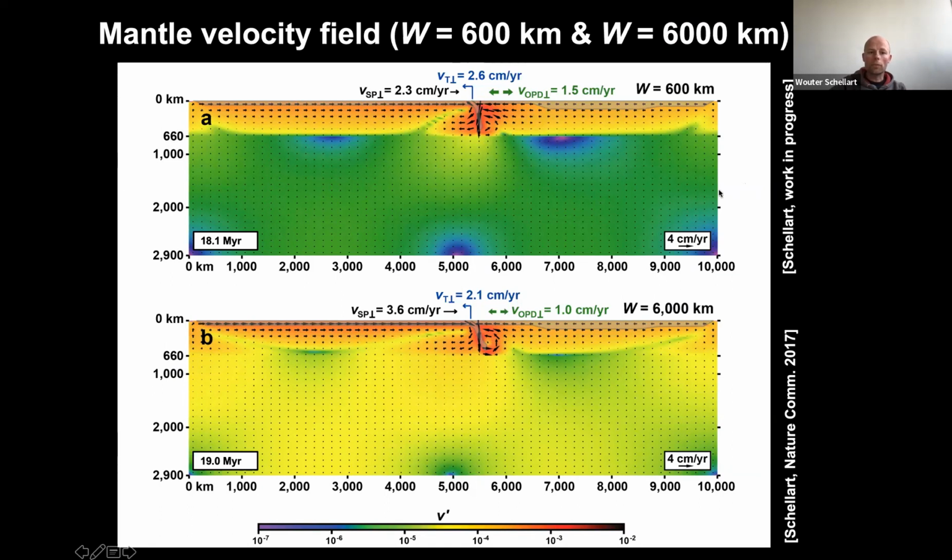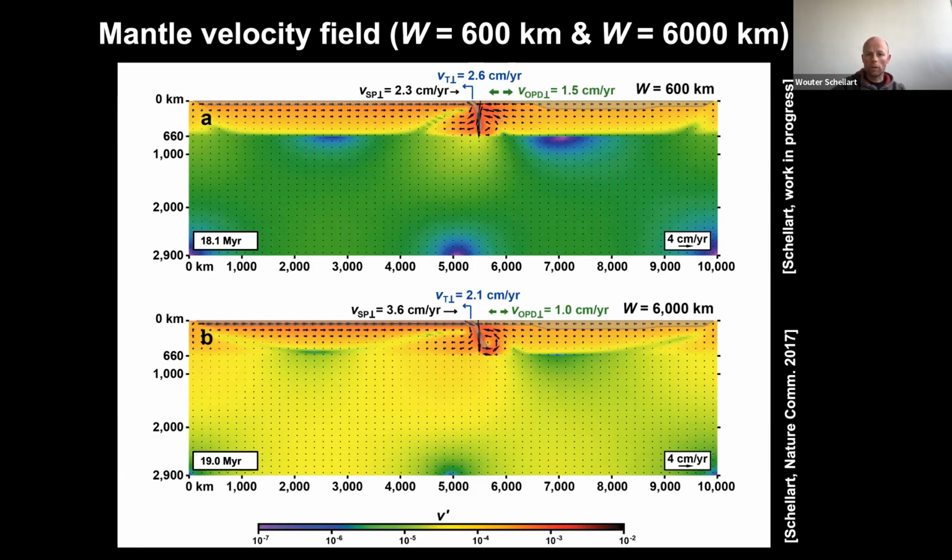So this is for the upper mantle phase, right? Quite early in the subduction model evolution, 18, 19 million years into the model evolution. And what do we see? The colors here indicate the velocity magnitude. So red is high velocity magnitude, and yellow, green, and blue is lower velocity magnitude. We also see the velocity vectors here.